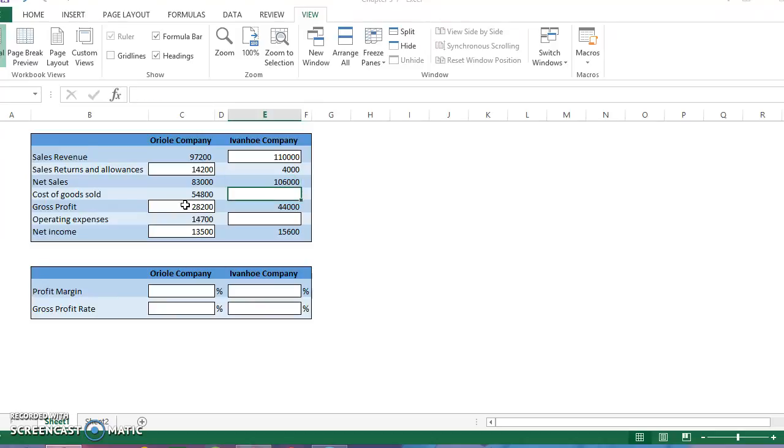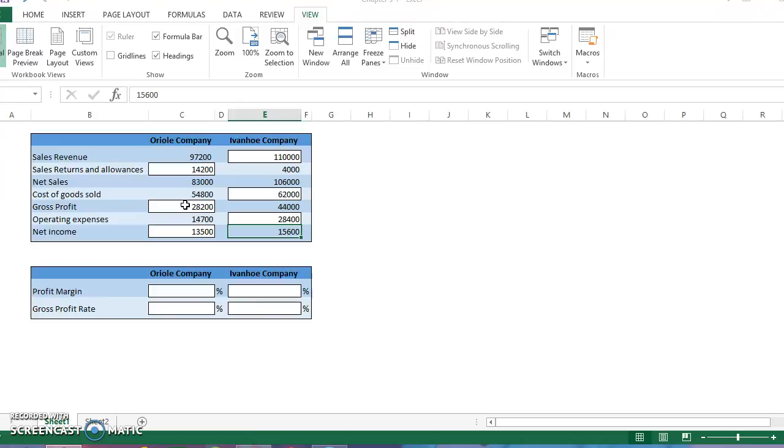After getting net sales we are able to calculate the difference between the gross profit and net sales, which in this case will be 62,000. After getting that, we do the same: we get the difference between gross profit and net income to calculate the operating expenses. So we just subtract these two and we'll get the difference, which is 28,400.